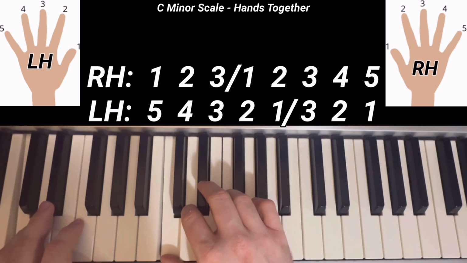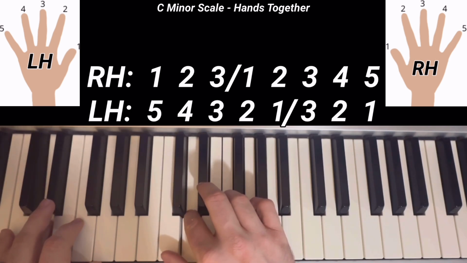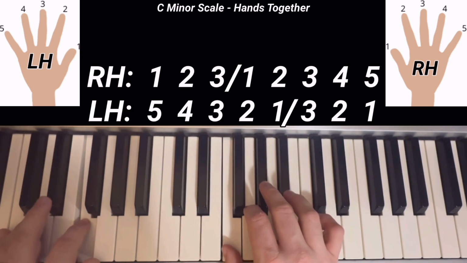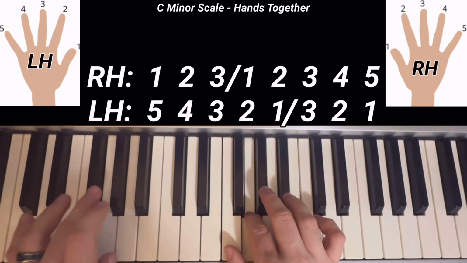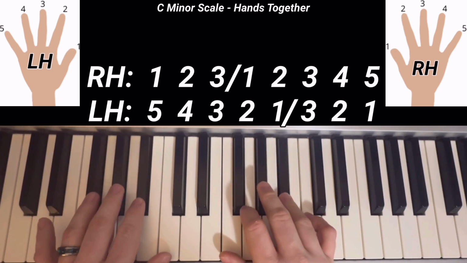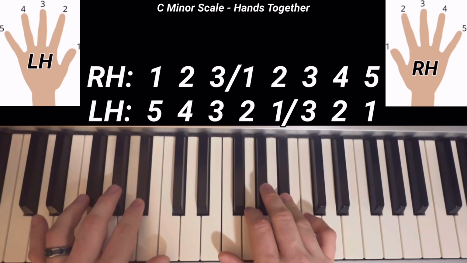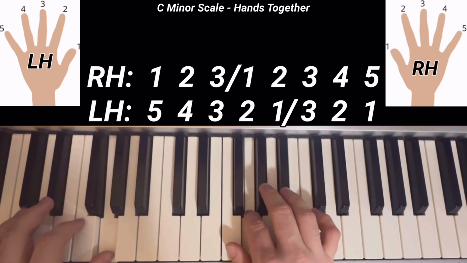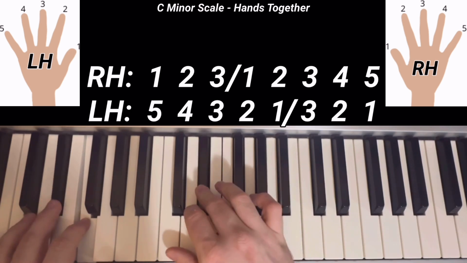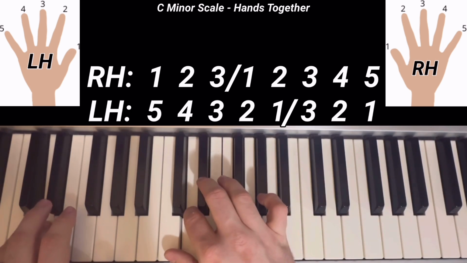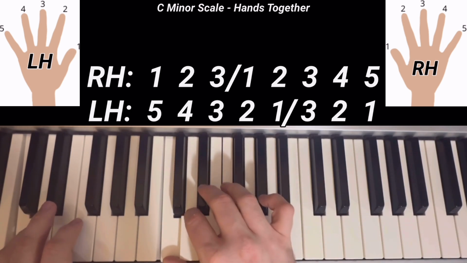We'll play C, D, E flat, F, G, A flat, B flat, and C. Then back down to B flat, A flat, G, F, E flat, D, and then C.